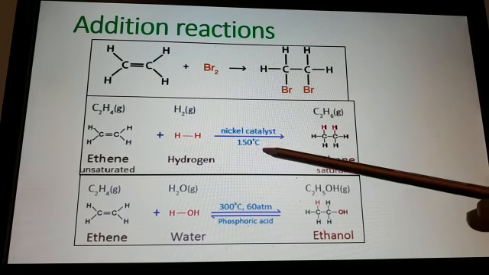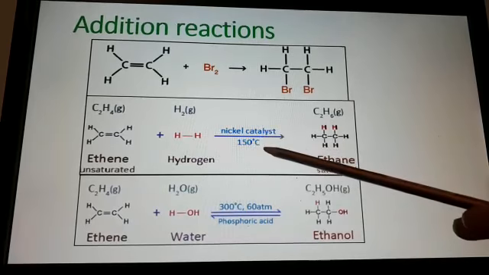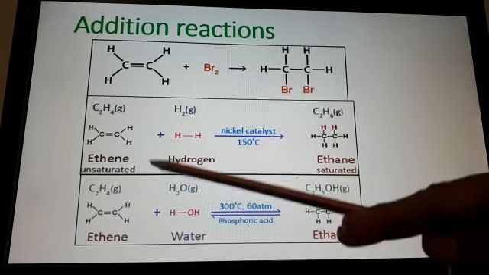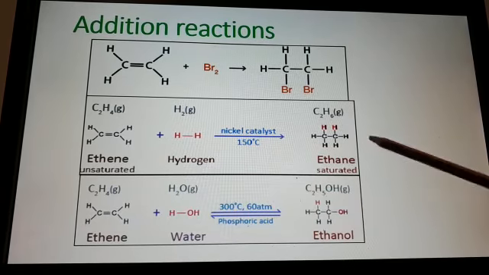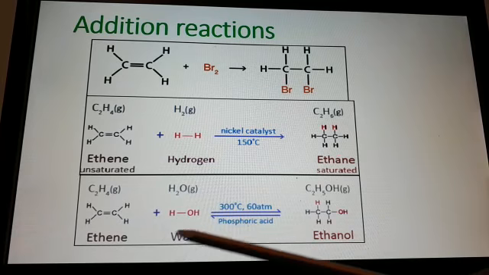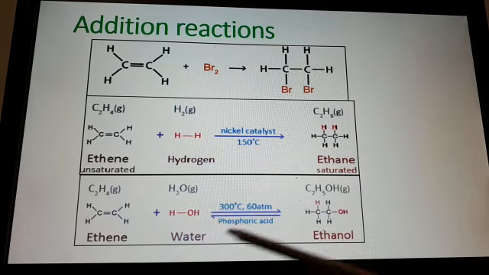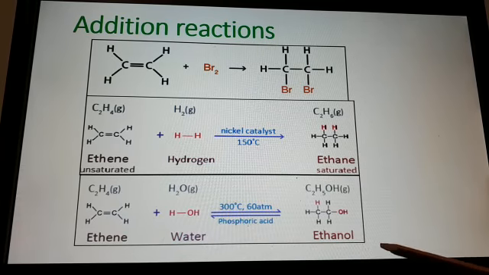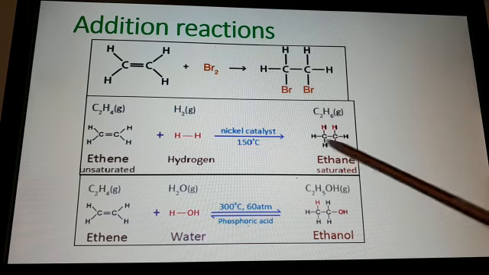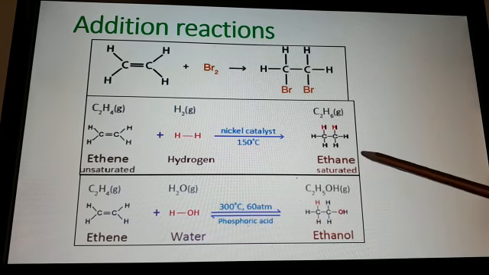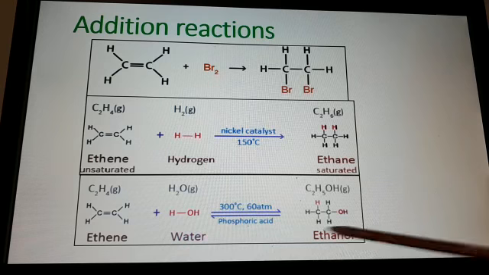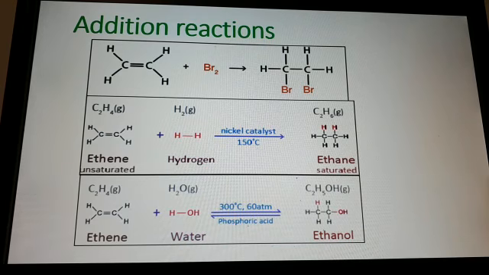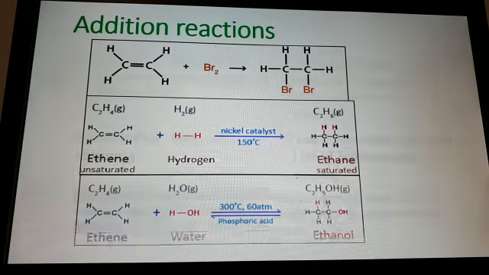Next one is reaction with hydrogen. Nickel as the catalyst at 150 degrees Celsius. Ethene reacts with hydrogen to form ethane. And here it is, ethene reacts with water forming ethanol. So here alkene on reaction with hydrogen forms alkane, and on reaction with water it forms alcohol, ethanol. Okay, these are the addition reactions of alkenes.